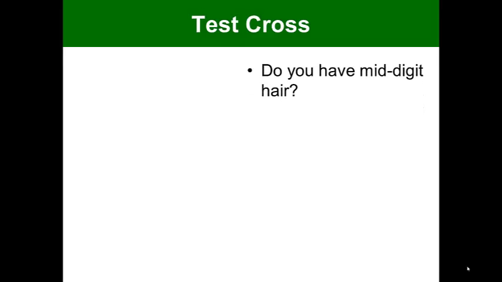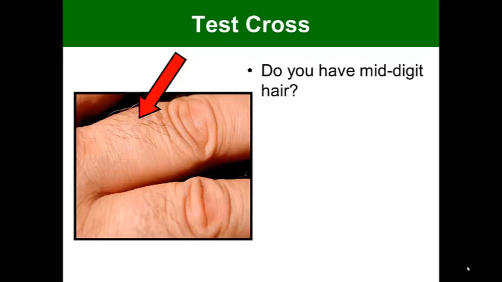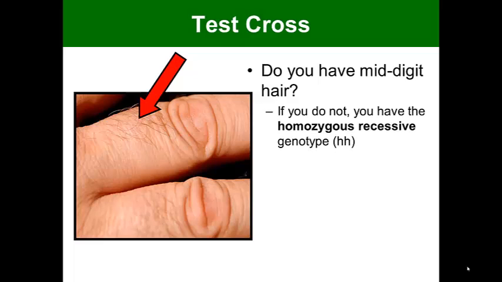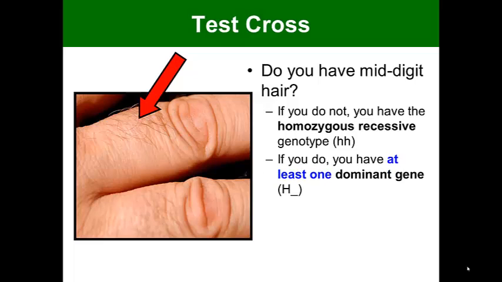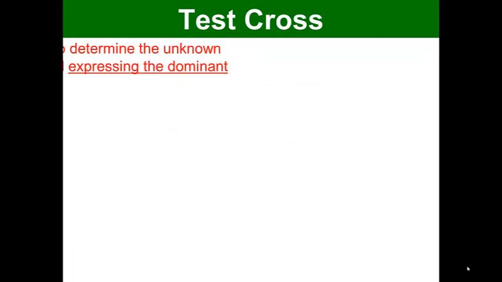Do you have mid-digit hair? So do you have hair on your knuckles? If you do not, you have the homozygous recessive genotype. If you do, you have at least one dominant gene for having hairy knuckles. But how do you know if you are big H little h or little h little h?